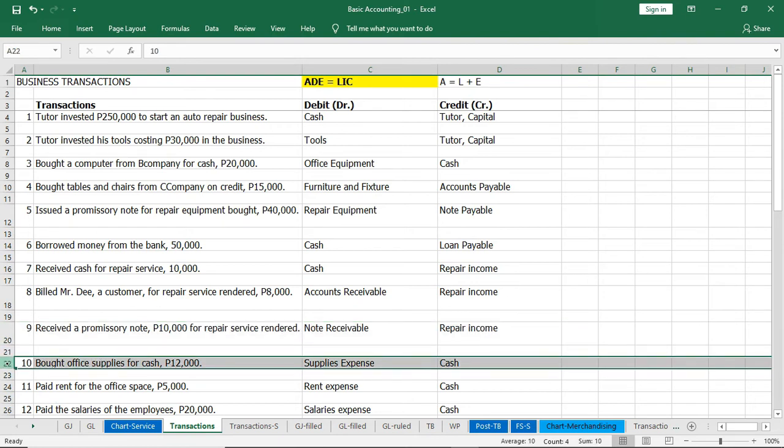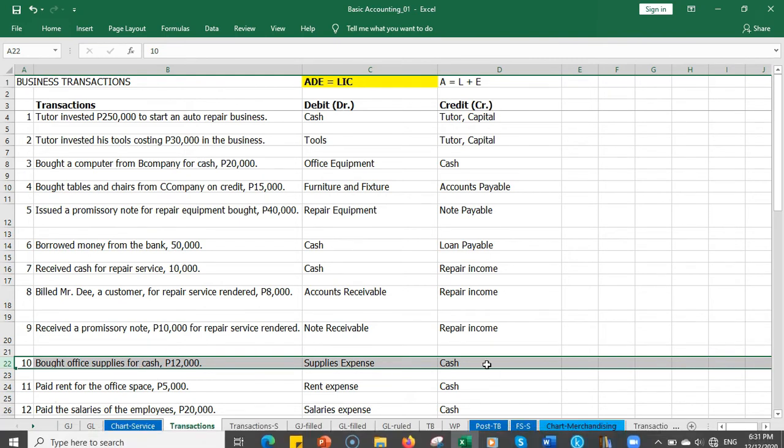Okay? 10th transaction, bought office supplies for cash, 12,000. Bumili ng supplies in cash. So, increase in asset, supplies. So, dito, siguro, etong company na to, since maliit lang naman yung value ng supplies, so hindi na nila lodge sa supplies account or sa asset account. Pwede kasing pagkabili nila is, ginagamit na rin agad nila sa operation. So, in this case, increase in expense naman siya. So, debit to supplies expense. Tapos, since binayaran siya in cash, so credit to cash. Okay?